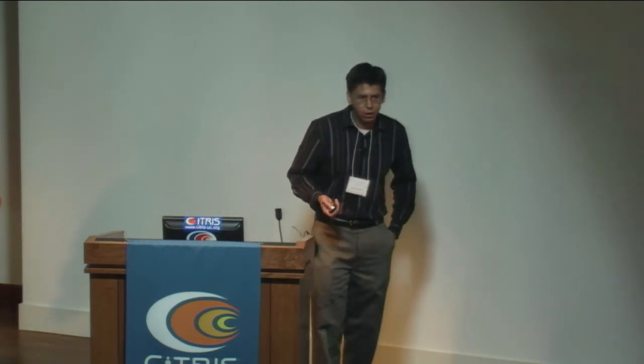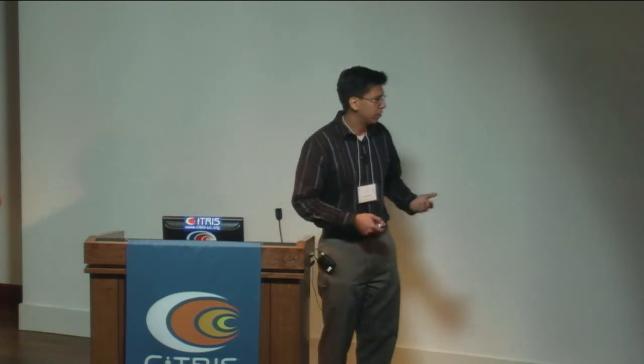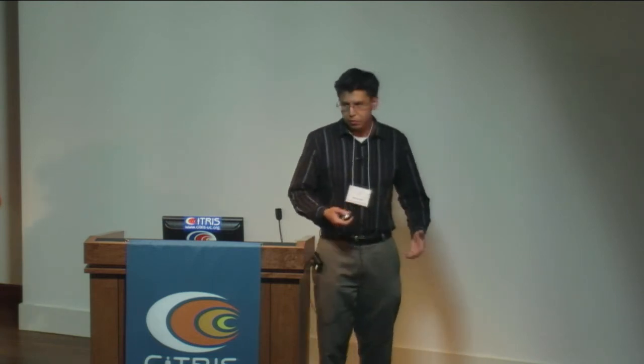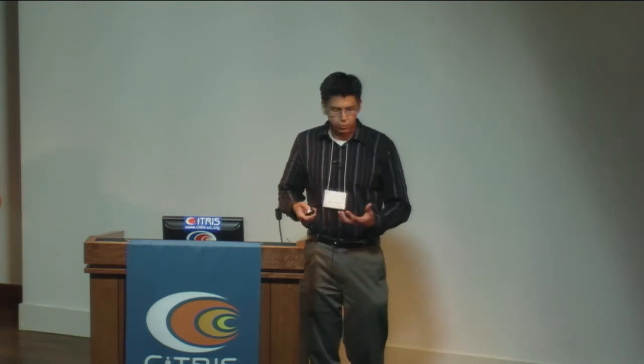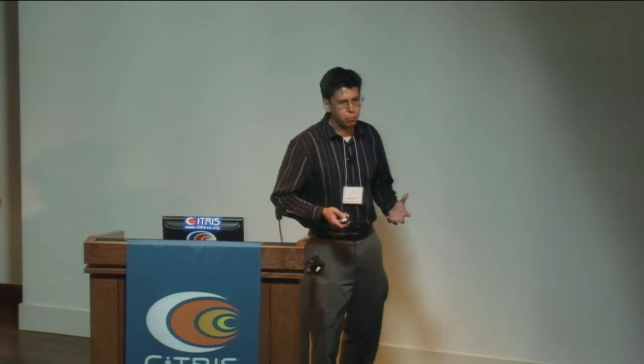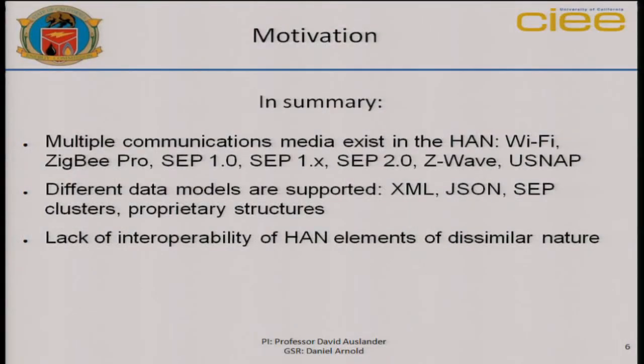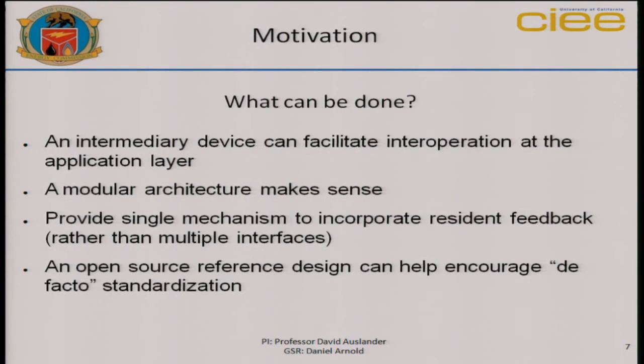In addition, you have different data models for the exchange of information in these networks. Some are based on XML or JSON. SEP utilizes clusters to organize their data. Some of these are proprietary. So what this really means is that, by and large, there's a lack of widespread interoperability for home area network smart grid products. And this is kind of where we come in.